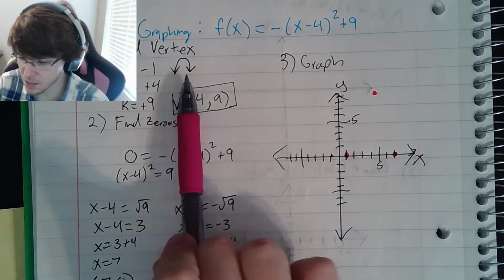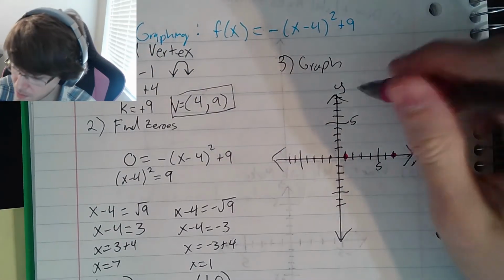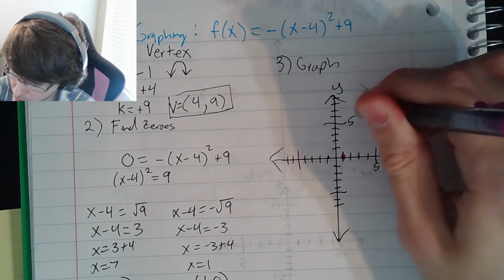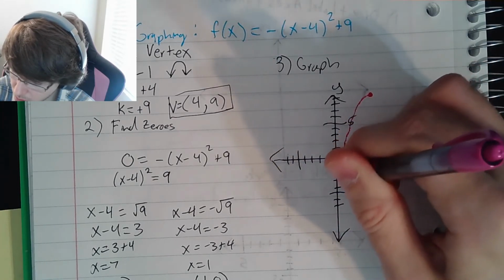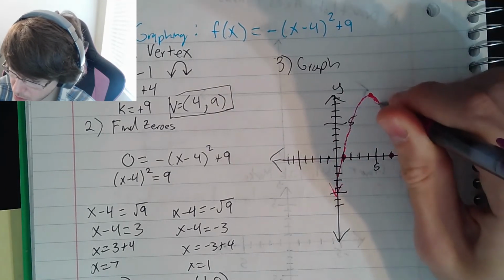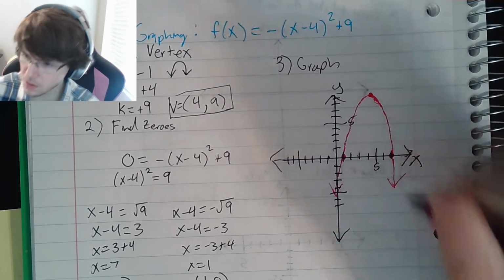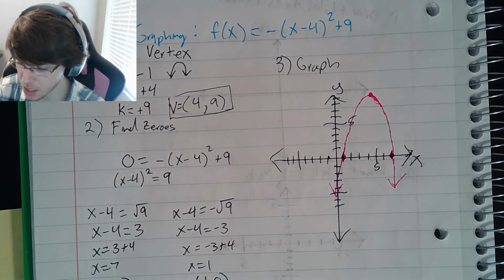And the answer is yes, because it creates a frowny face parabola, and we knew that because of that -1. And we are going down, doing our best to make a curve. Beautiful. Let's go ahead and check our work, see how well we did.